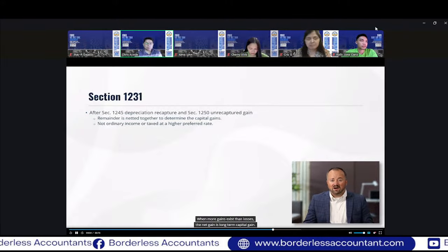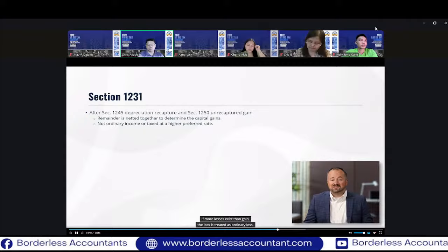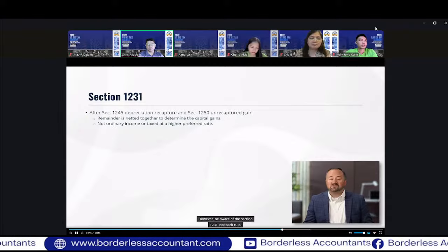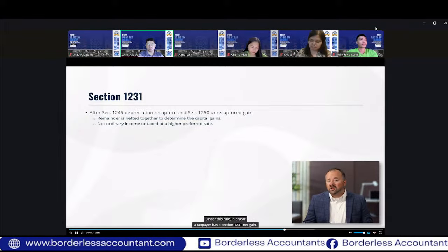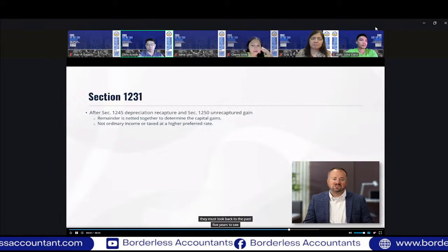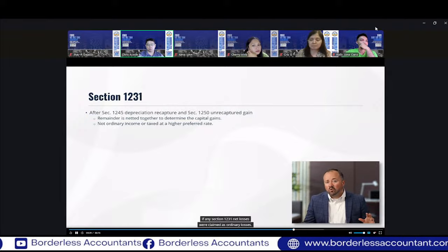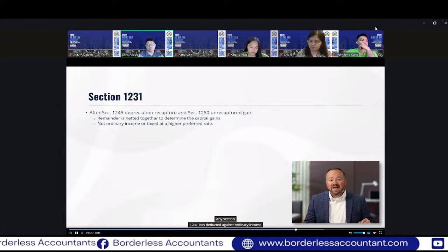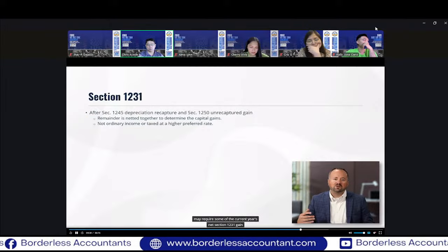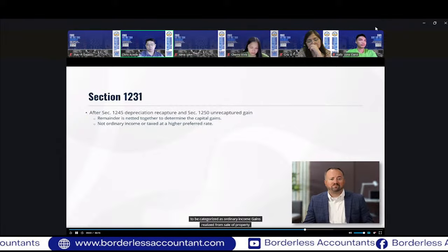When more gains exist than losses, the net gain is long-term capital gain. If more losses exist than gain, the loss is treated as ordinary loss. However, be aware of the Section 1231 look-back rule. Under this rule, in a year a taxpayer has a Section 1231 net gain, they must look back to the past 5 years to see if any Section 1231 net losses were claimed as ordinary losses. Any Section 1231 loss deducted against ordinary income may require some of the current year's net Section 1231 gain to be categorized as ordinary income.